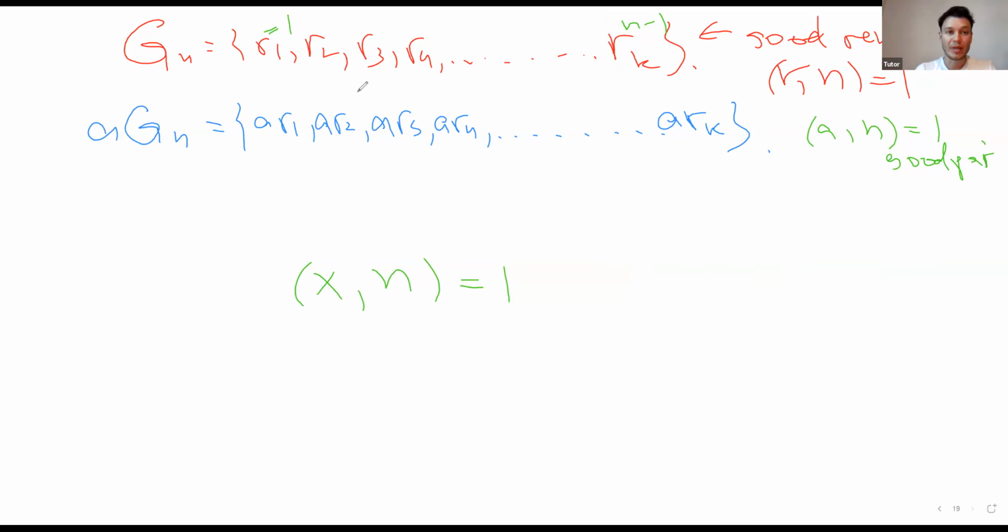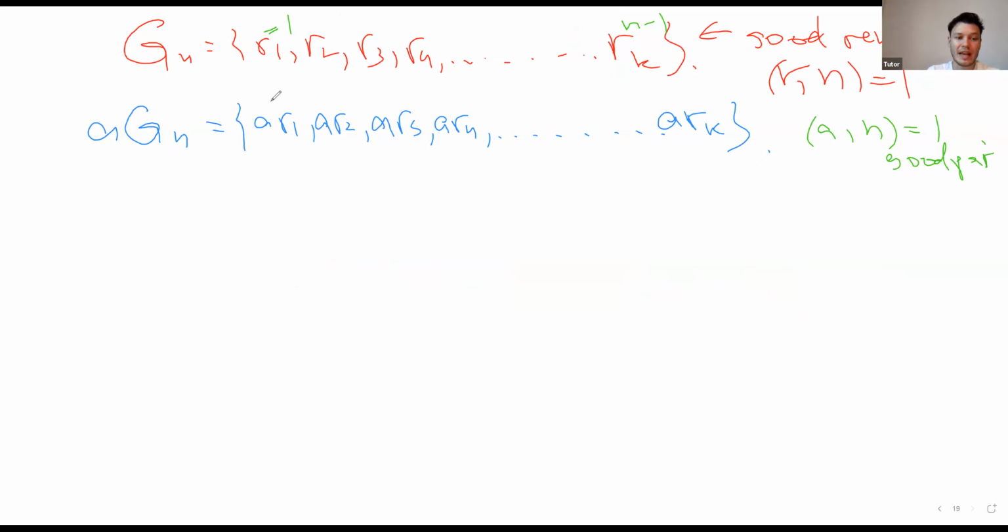Okay, but we don't know if this one is a 2 or a 3, it depends on n. If n is even, then this one cannot be 2, right? If n is odd, then obviously 2 is going to be good. But these numbers can be whatever, as long as they are good to n. Okay, so how can we show that these two sets are the same?